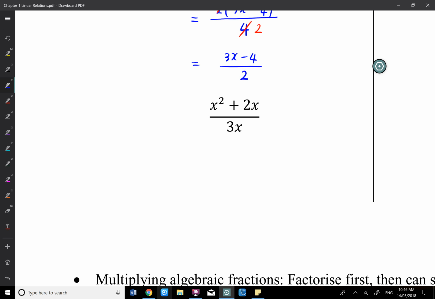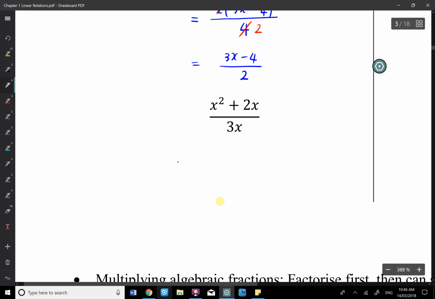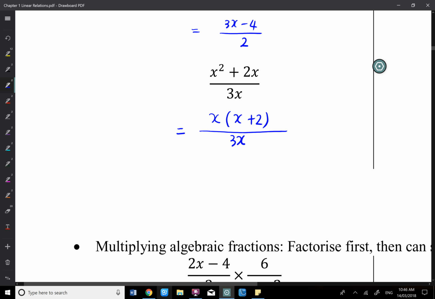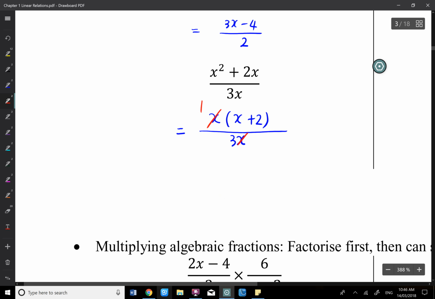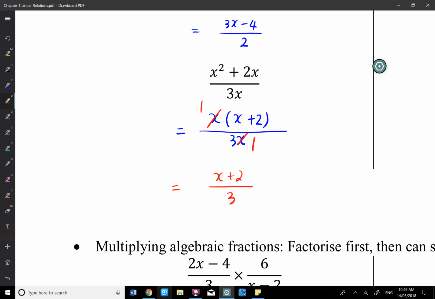Okay, next one, x squared plus 2x over 3x. The common factor on top is x. So we have x times x plus 2, and then divide by 3x. Now the common factor is x, and the denominator is 3x, so this x and this x can get cancelled. So what we have is x plus 2 over 3. It's only the x involved that gets cancelled.